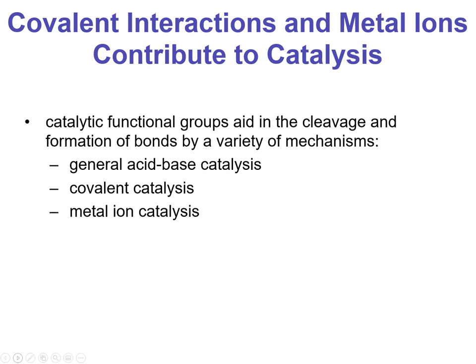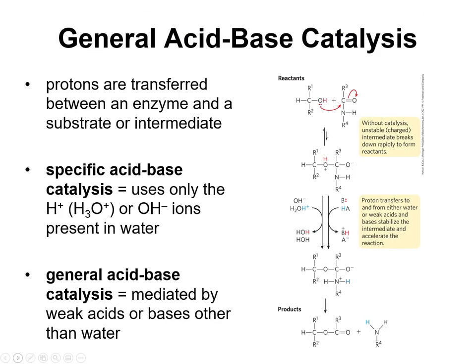Remember that there are all types of catalytic functional groups that aid in the cleavage and formation of bonds by a whole host of mechanisms. And those functional groups can be the R groups on an amino acid, or it could be a coenzyme, it could be a metal, lots of different options here. We're going to talk very quickly about general acid-base catalysis. This is a very, very common method of catalysis. You've got protons transferred between the enzyme and the substrate, or an intermediate.